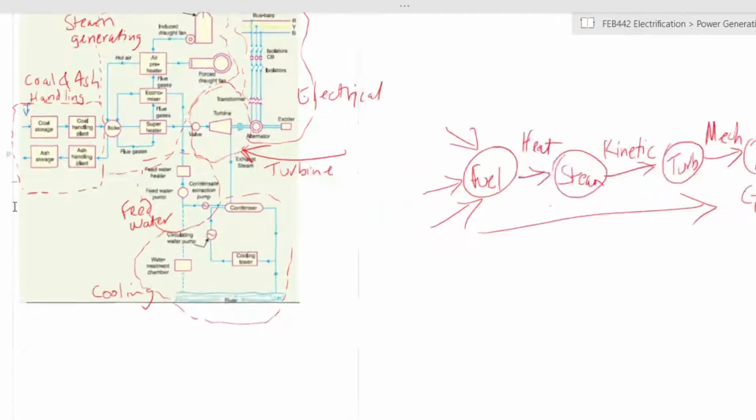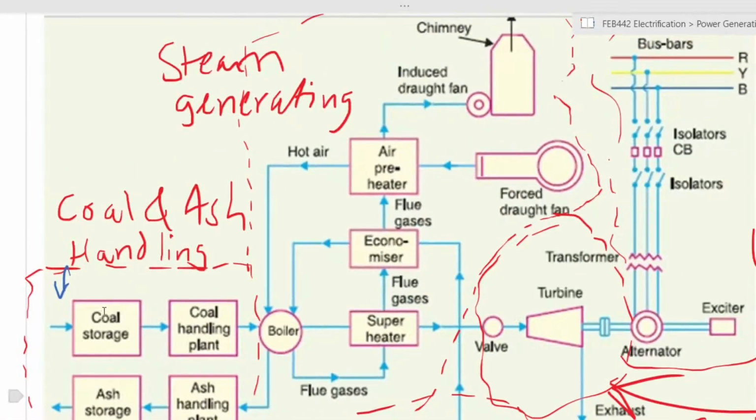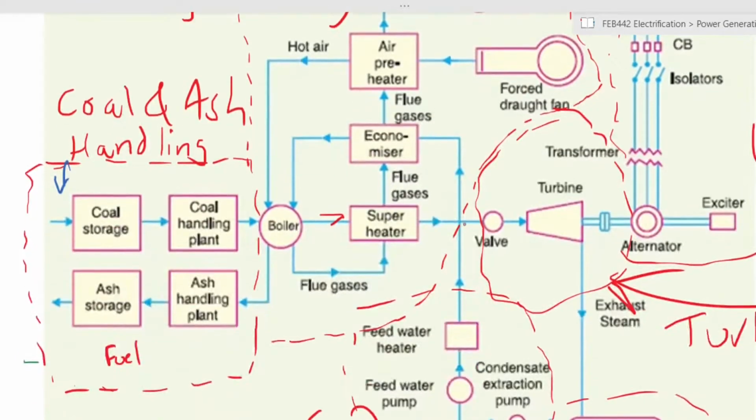So essentially what we have here is a coal and ash system, whereby this is the fuel that is being used. So you have coal being stored and handled, powering a boiler, and then you have ash as the waste product coming out. Then you have the steam generation. The boiler generates the heat that goes into the superheater, and through various processes, the economizer, air heater, and so on and so forth, creates steam that is pushed across to the turbine, and it turns the turbine.